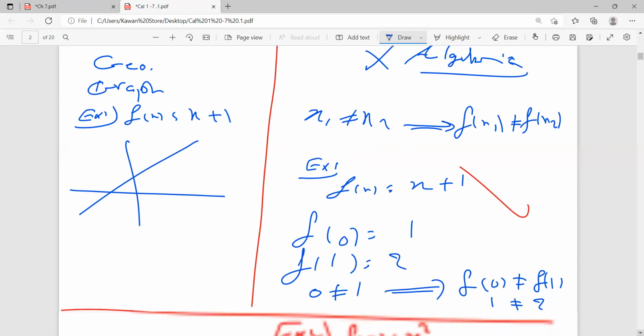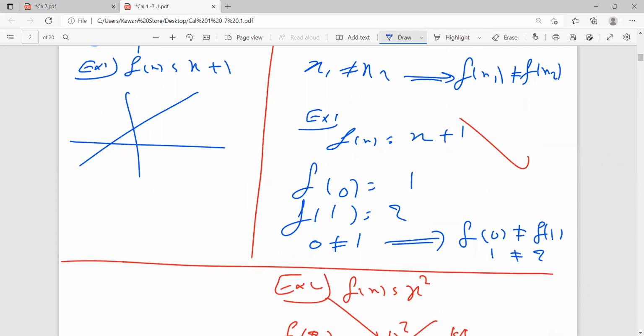So I'm going to tell you geometrically, by the graph, what a one-to-one function is. We have the horizontal line test, HLT, for testing whether your graph is one-to-one or not. How? Just draw a line horizontally. If there's one intersection, this function is one-to-one. If there are two or more, it's not one-to-one.